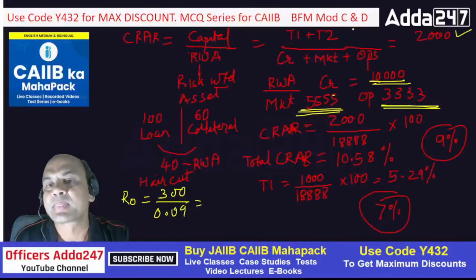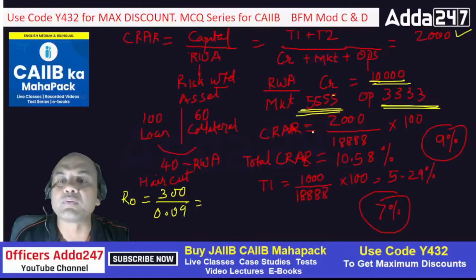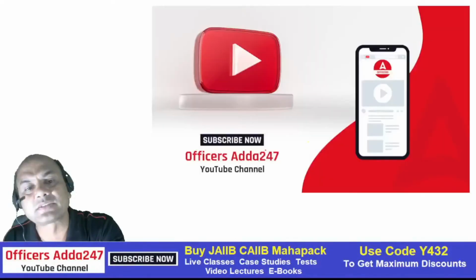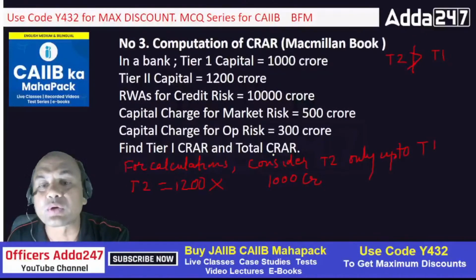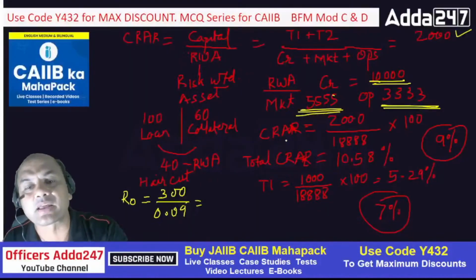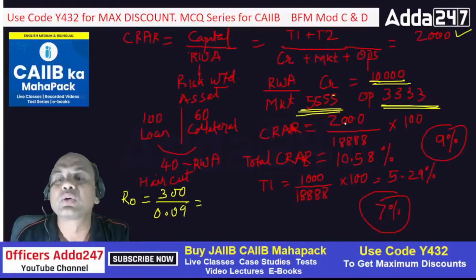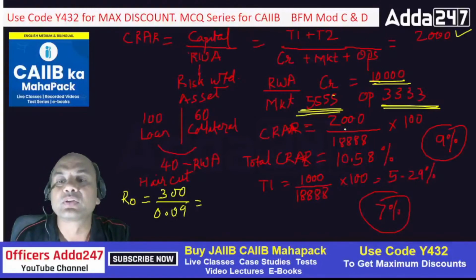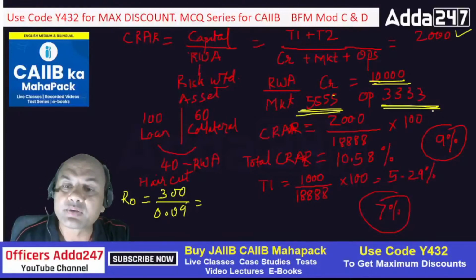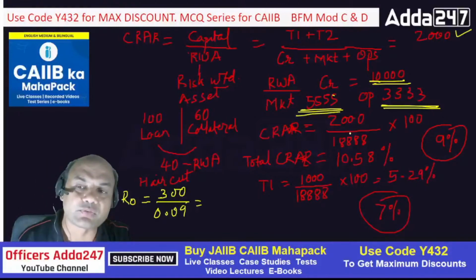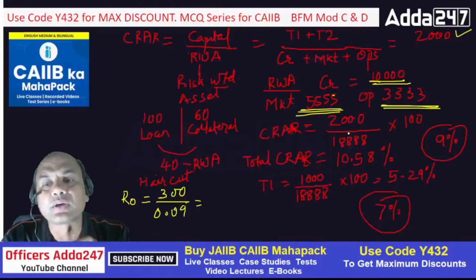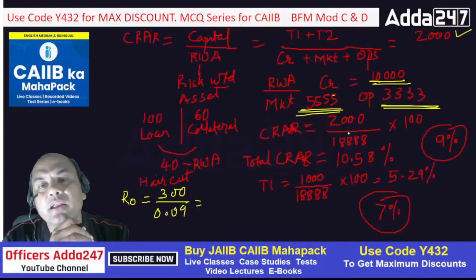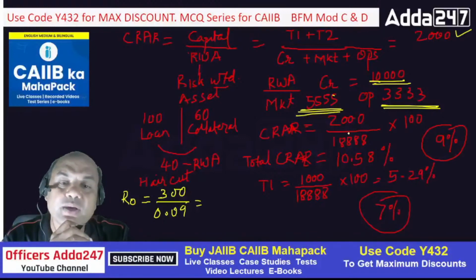Now T1 plus T2 is 2000, and this is my RWA total. What is my question? My question is tier 1 CRAR and total CRAR. So here I am getting total CRAR first. Total CRAR equals 2000 upon the RWA total. The formula is capital upon RWA, so 2000 upon the total into 100 percent. Do it. What is the answer you guys are getting?